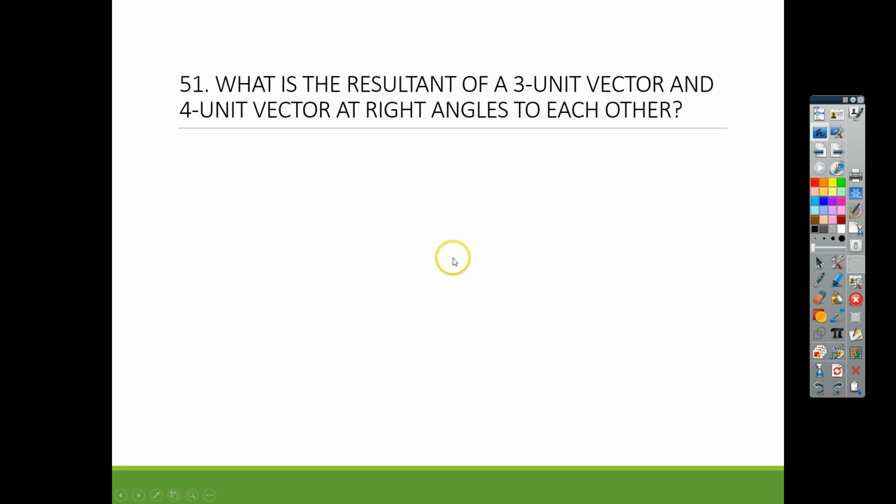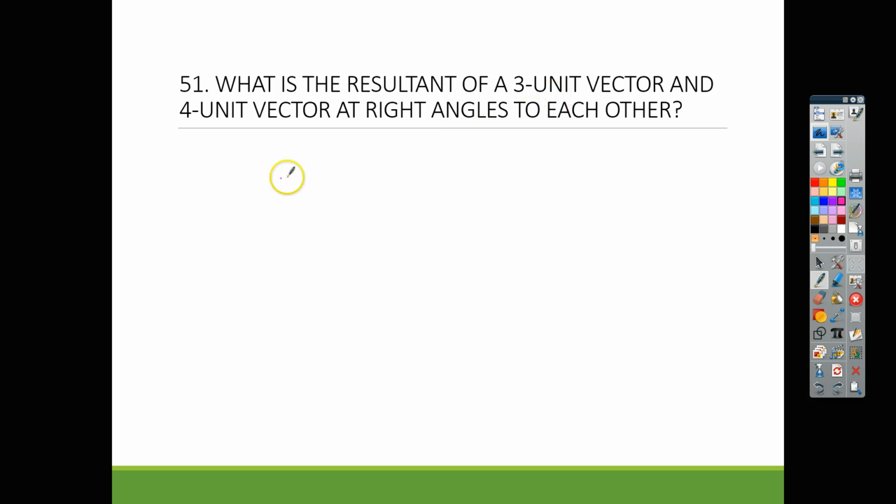All right, so this is Horner, and this is the last 7 questions for 2D projectile motion. Let's go ahead and take a look at number 51. It says, what is the resultant of a 3-unit vector and a 4-unit vector at right angles to each other?